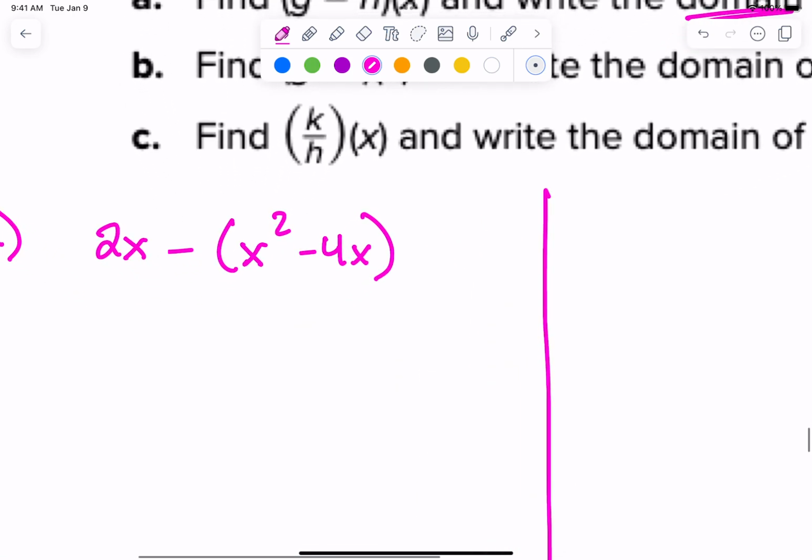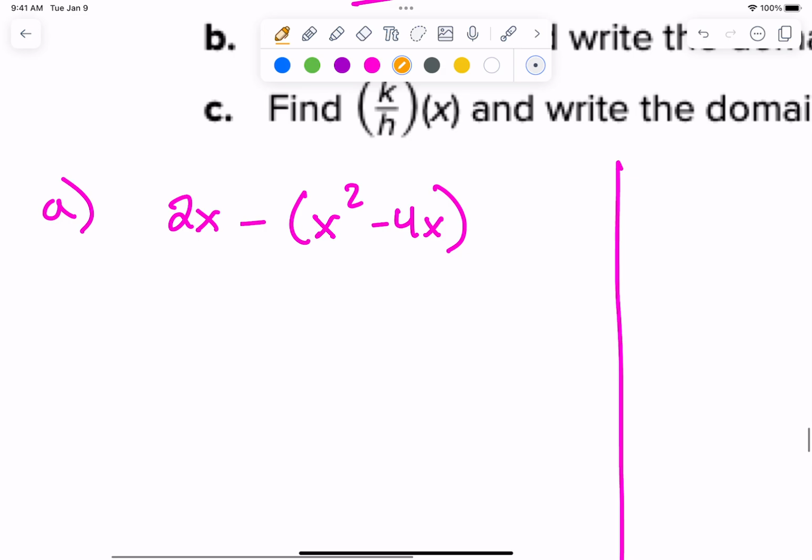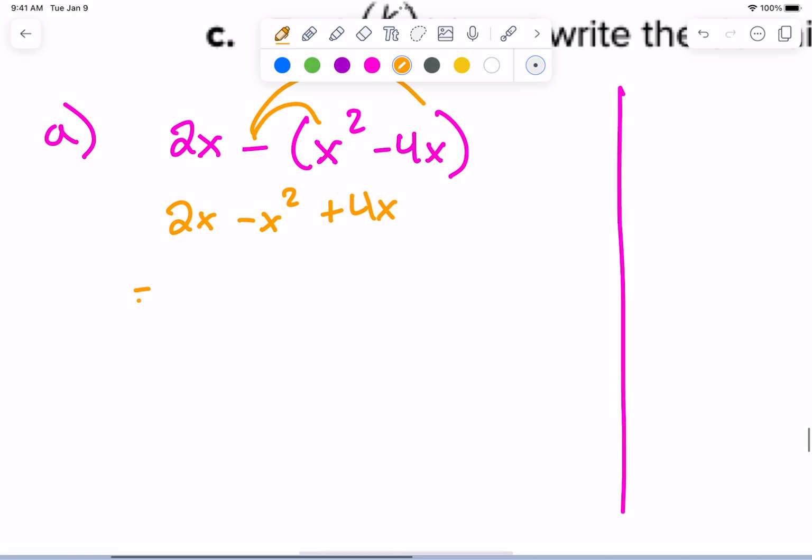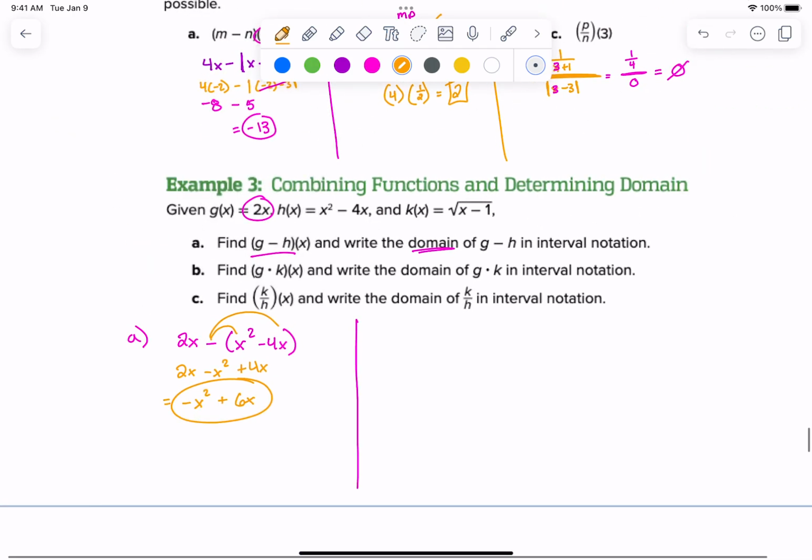Can we take an X out? Because we've got to distribute the negative through, right? So I have 2x minus x squared plus 4x. Okay, let's combine like terms and let's see what we get. In order, he will go negative x squared plus 6x. That's my final answer. So I have found the answer.